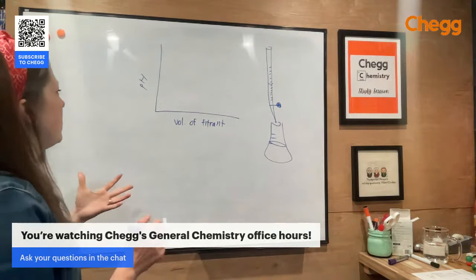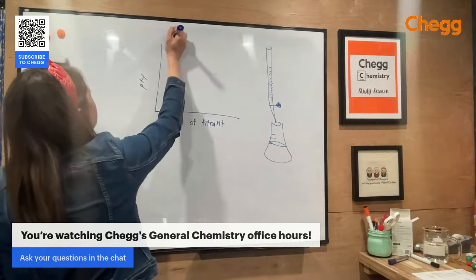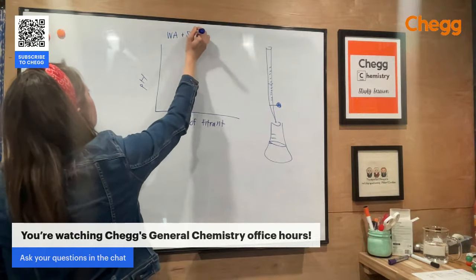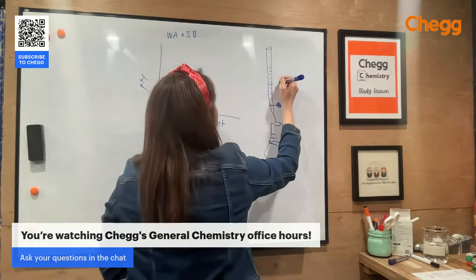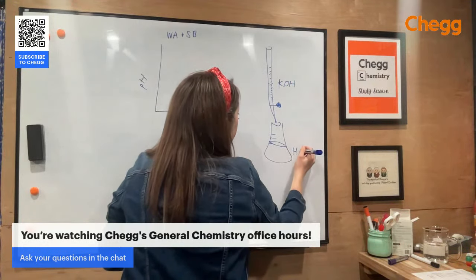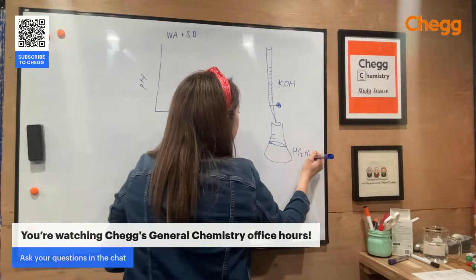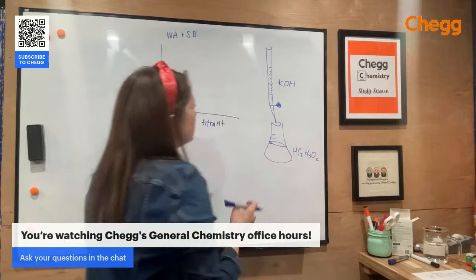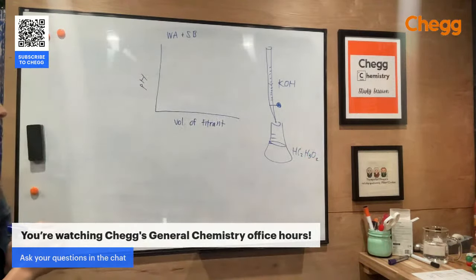All right, so and then you have your curve. So let's say we're doing a weak acid plus a strong base. So let's say we have, I don't know, potassium hydroxide. We said acetic acid in here, and we're trying to figure out our concentration of that acetic acid.